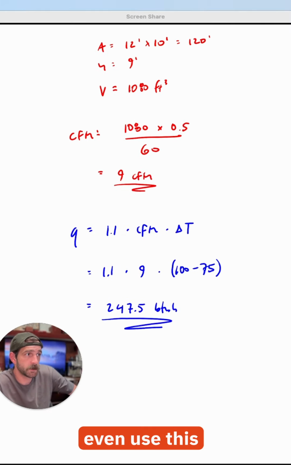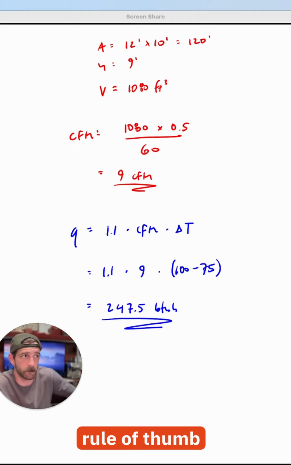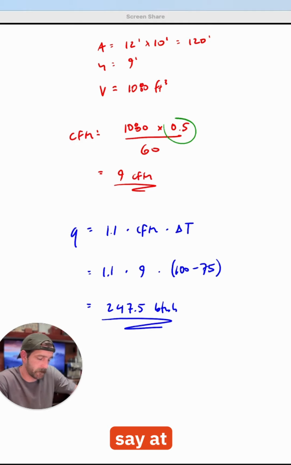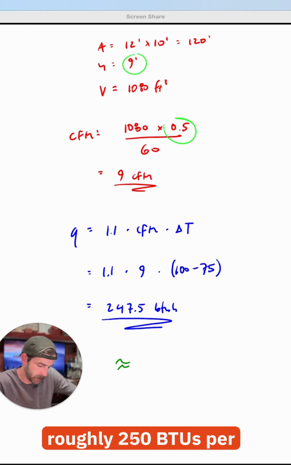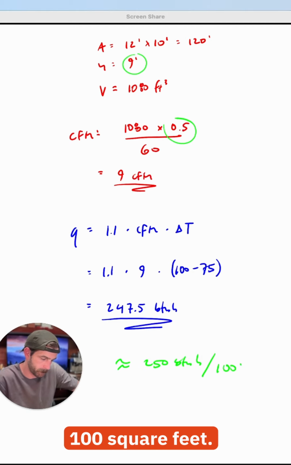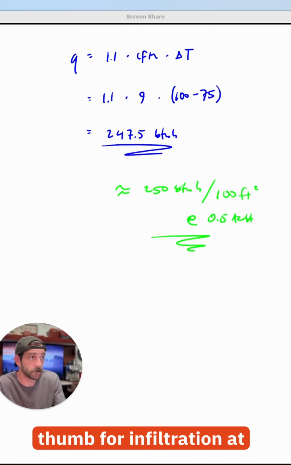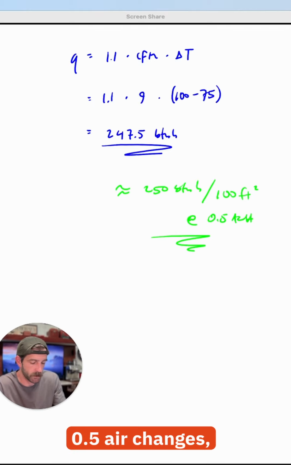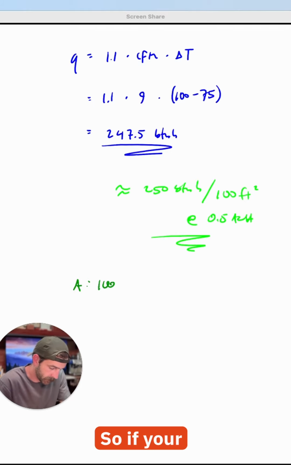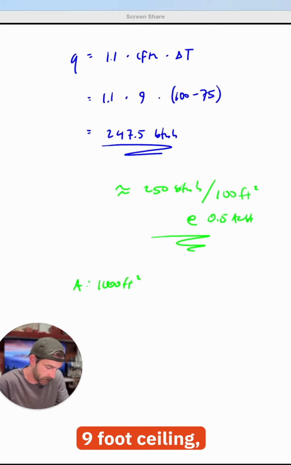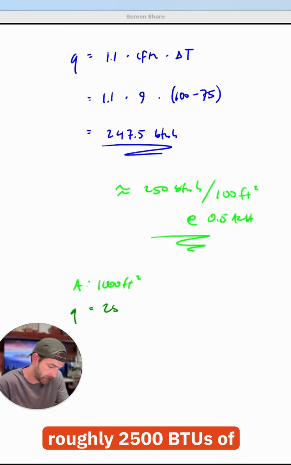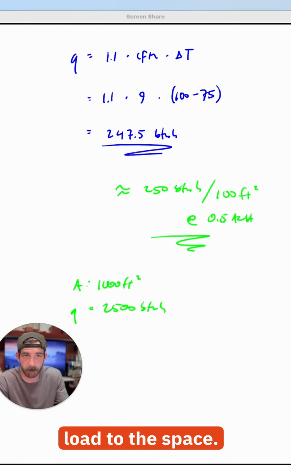Now, we could even use this calculation to develop a decent rule of thumb for infiltration. You could say at 0.5 air changes and a ceiling height of about 9 feet, you can expect roughly 250 BTUs per 100 square feet. So now that we have a decent rule of thumb for infiltration at 0.5 air changes, you can use this to calculate the infiltration for a 1,000 square foot home. So if your area is 1,000 square feet and we're assuming 0.5 air changes, a 9-foot ceiling, then your infiltration will add roughly 2,500 BTUs of load to the space.